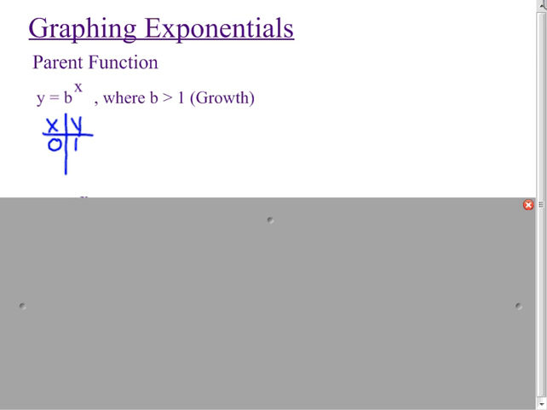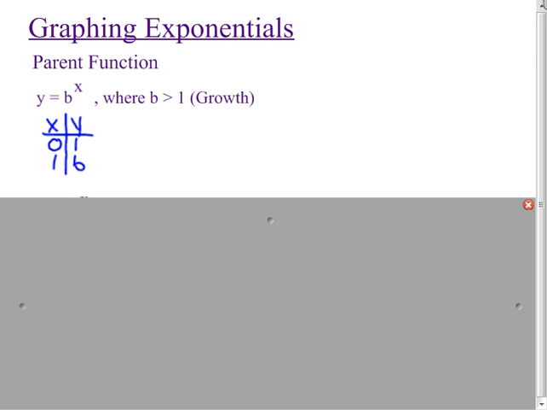And I'll show you that in the next video, and we're going to do a little bit of a discovery-based activity with it too, so you can see why this always happens. But anything to the 0 is 1. So no matter what kind of exponential function we have, you will always have the point (0, 1) for the parent at least. And then the next easiest value to plug in for x is 1. So b to the first, well, that's just your b value.